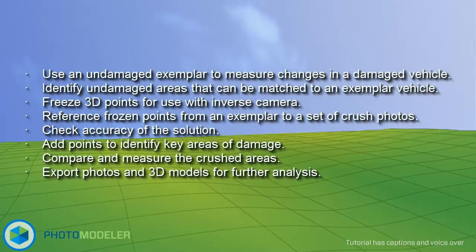In summary, the tutorial showed how to use an undamaged exemplar to measure changes in a damaged vehicle. Identify undamaged areas that can be matched to an exemplar vehicle. Freeze 3D points for use with inverse camera. Reference frozen points from an exemplar to a set of crush photos. Check accuracy of the solution. Add points to identify key areas of damage. Compare and measure the crushed areas. Export photos and 3D models for further analysis.